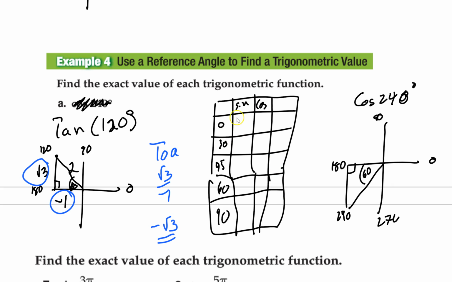Right, the way we draw it, the way we build it again, this is super important. Sine starts small: 0, 1/2, rad 2 over 2, rad 3 over 2, and then 1. Again, once you get that, that's the hard part. The rest of it's easy, right? Start small: 0, then 1/2, then rad 2 over 2, then rad 3 over 2, then 1. For cosine, you just flip it.